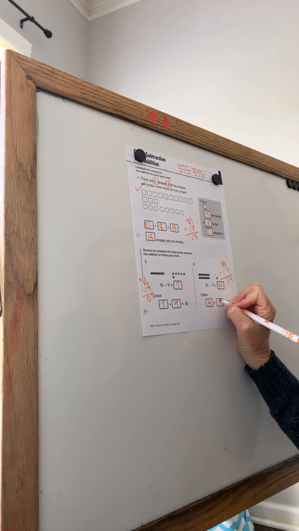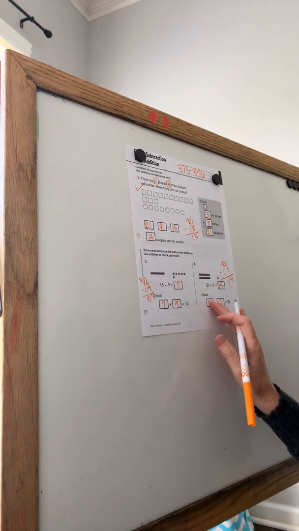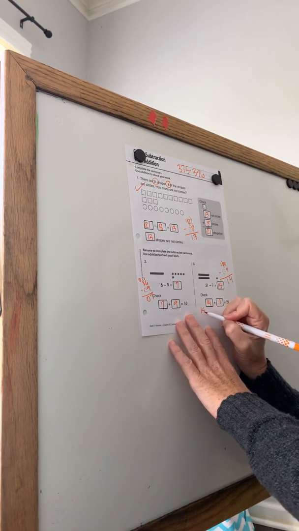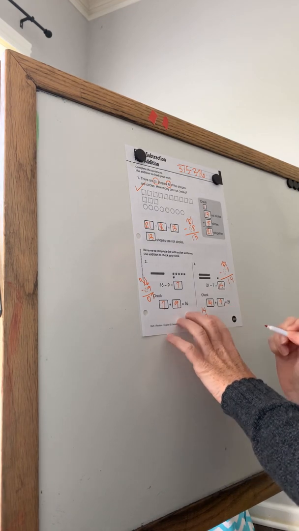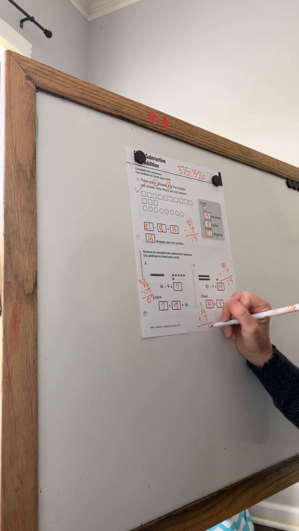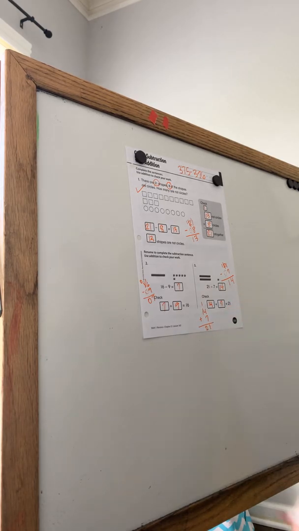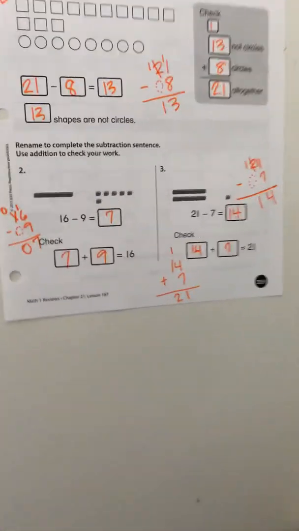14 plus 7. Okay, because this is a 2-digit number, I'm going to do my math. I'm not going to try to add that in my head. 14 plus 7. 7 plus 4 is 11. And then 1 plus 1 is 2. 21 and 21. Okay, I'm going to bring that over here.